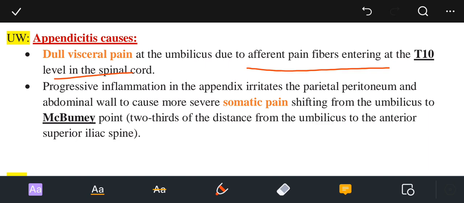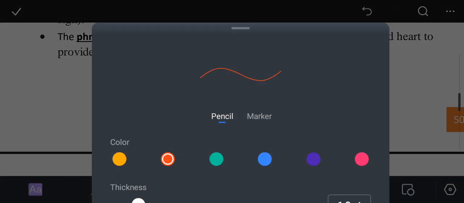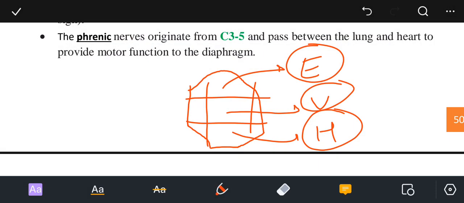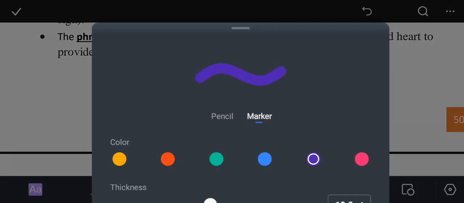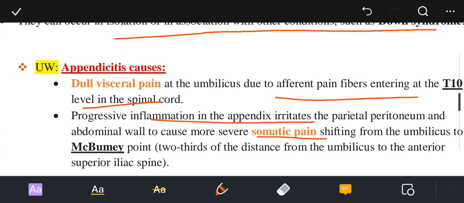The progressive inflammation in the appendix will irritate the parietal peritoneum and abdominal wall to cause more severe somatic pain, shifting from the umbilicus to the McBurney point. So initially the pain is in the umbilical region, but later on, when the inflammation is large enough and increases, the parietal peritoneum gets stretched.